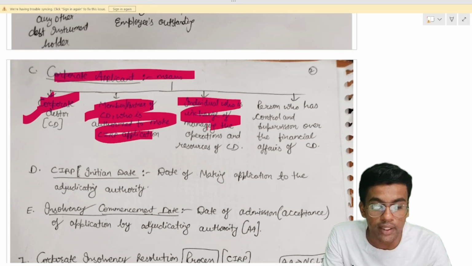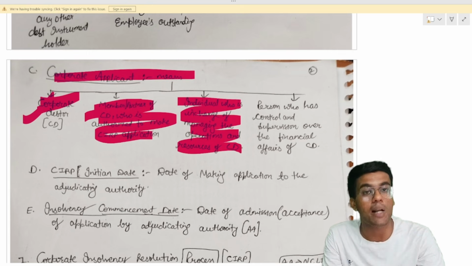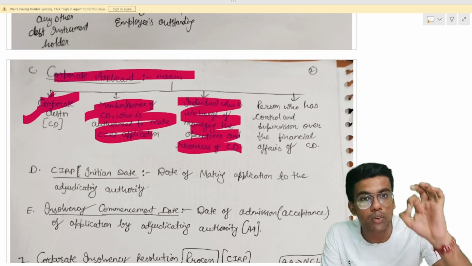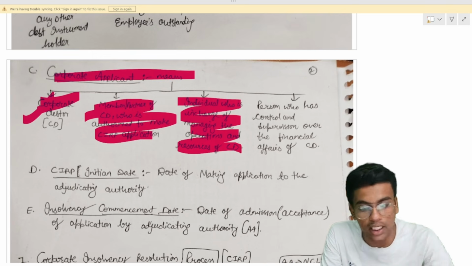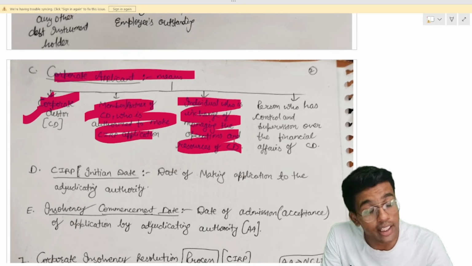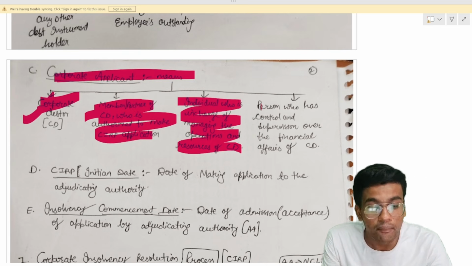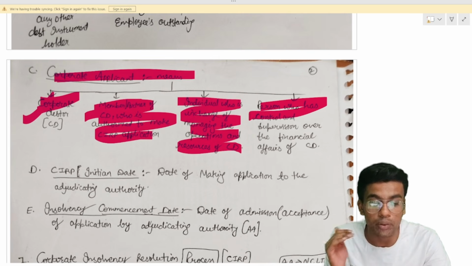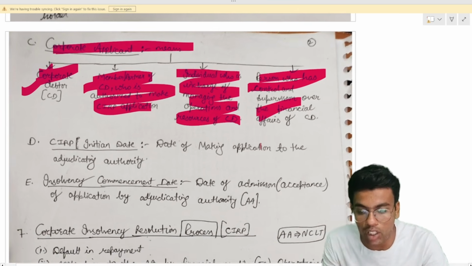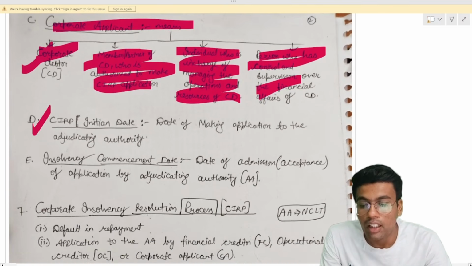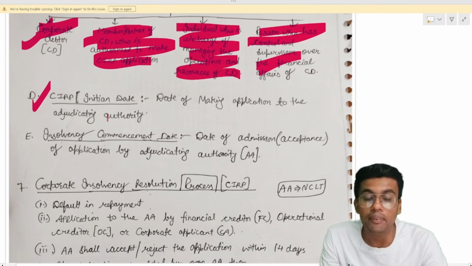An individual who is in charge of managing the operations and resources of the corporate debtor. A person apart from the board who is in charge, who is responsible for managing the affairs of the company, can also make an application. He is also considered a corporate applicant. A person who has control and supervision over the financial affairs of the corporate debtor is also covered under the definition of corporate applicant. Now, point number D talks about CIRP initiation date.